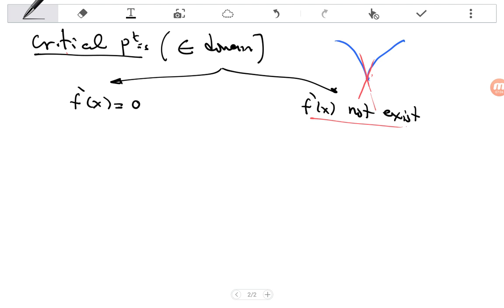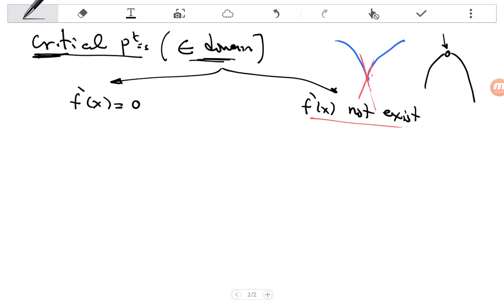For example, if I had a function like this, would that point be a critical point? No. That point wouldn't be a critical point. Why? Because this point doesn't belong to the domain. Okay? So any point that is defined to be a critical point must belong to the domain.